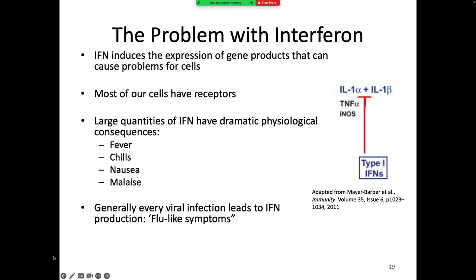Pretty much all, you want every cell to be able to do this, right? If there's a virus anywhere, you want it to be able to be messaged about. Which cells do you think should have an interferon receptor? Which cells should be listening for the message that there's a virus around? Yeah. Pretty much all of them, right?